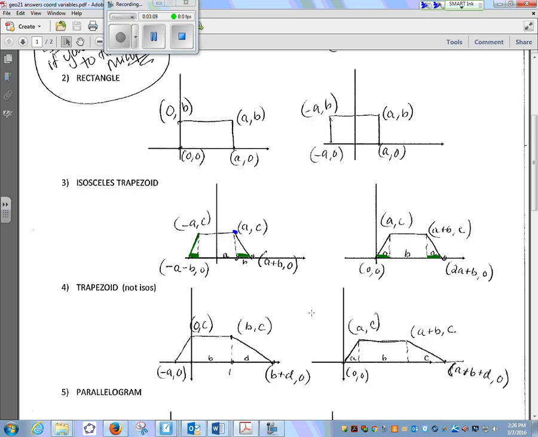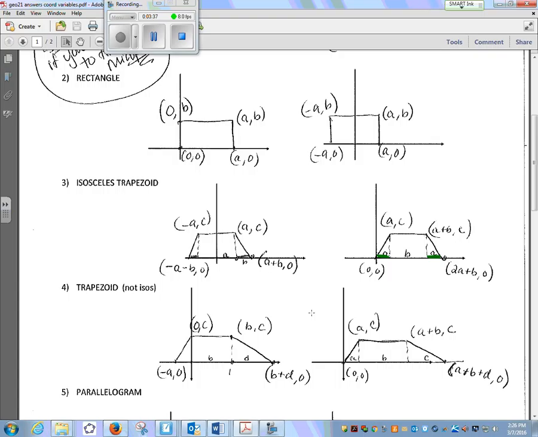So if this distance is A right here, and the green distance is B, then to get to this point over here, it's A plus B. You go over A plus B to get to that point, and then up 0. But to get to this point, it's over A and then up C, and that gets you to there. So all of your coordinates need to make sense. Here, again, I have the y-axis as the line of symmetry.